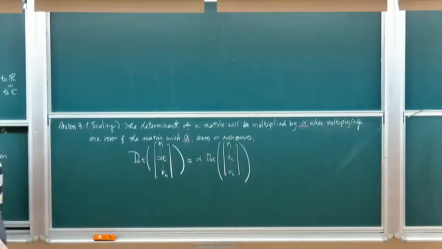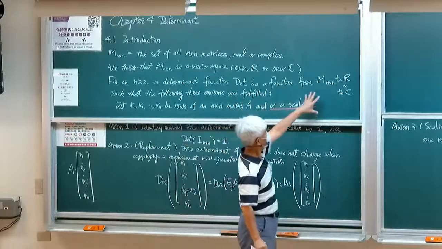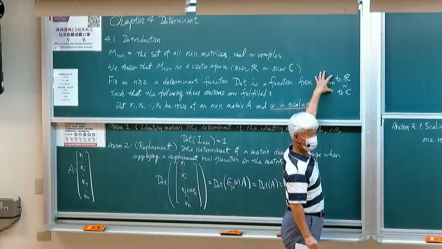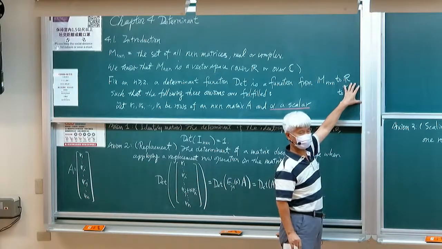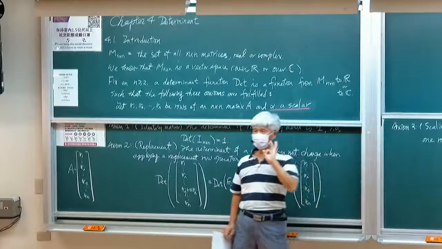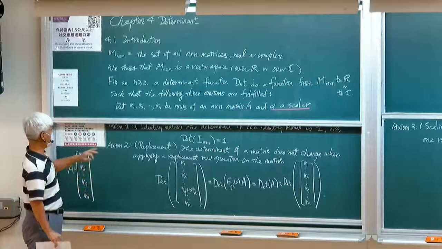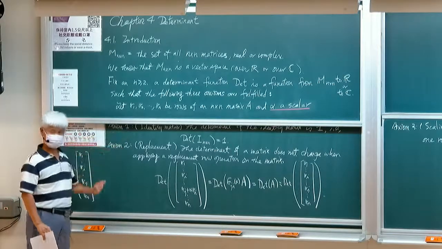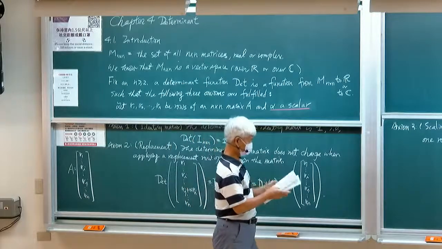Okay, so if we define a function from the vector space of all n times n matrices to the set of all scalars, and we want to know whether it is a determinant function, we have to show that it satisfies these 3 axioms. All right, so let me take an example.